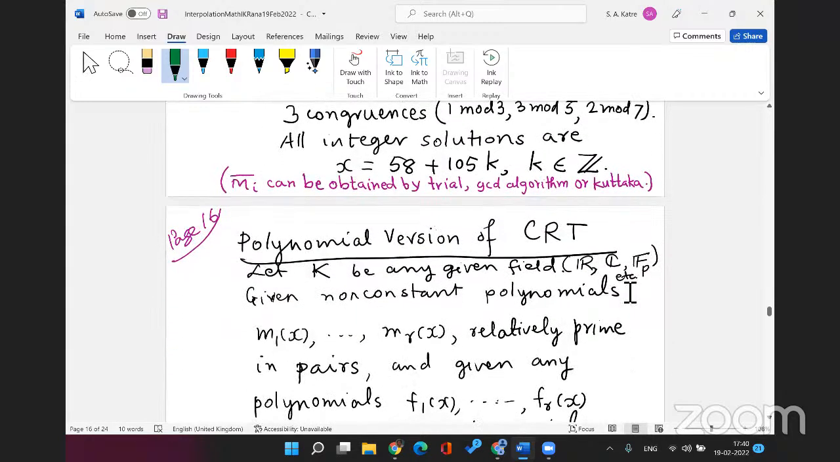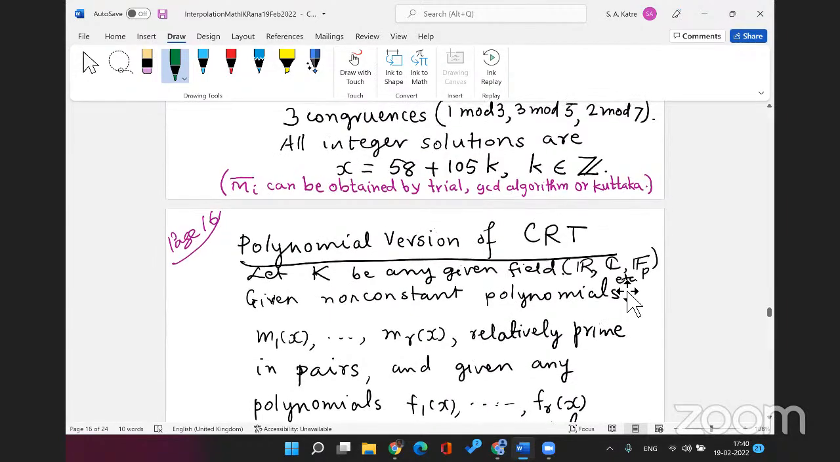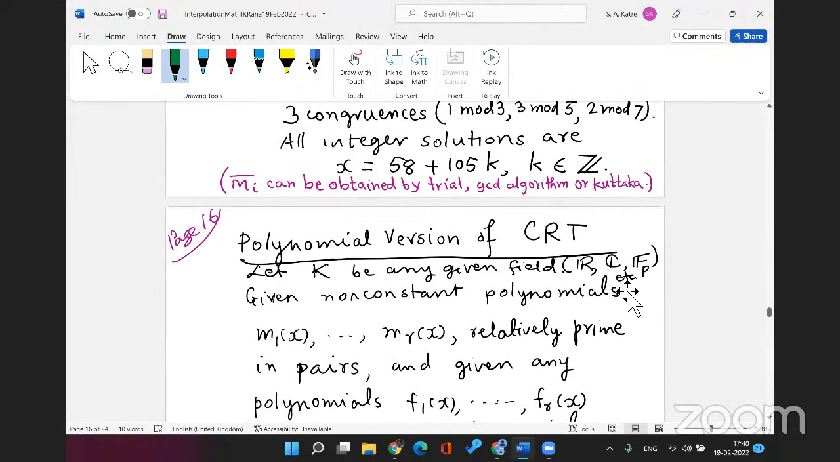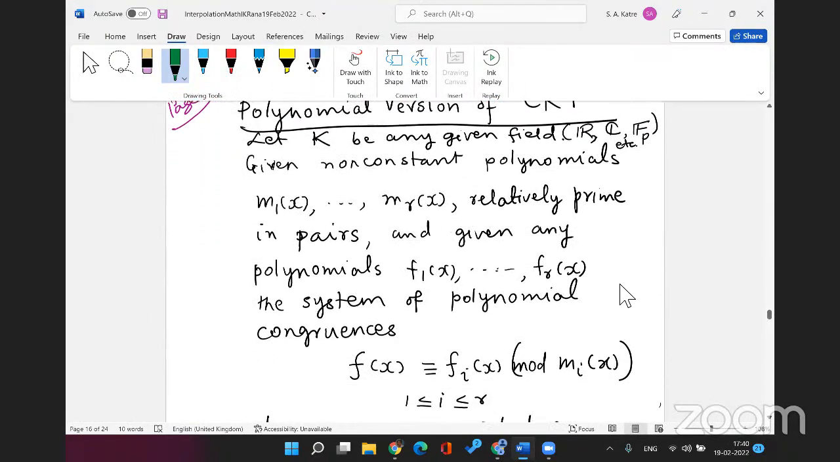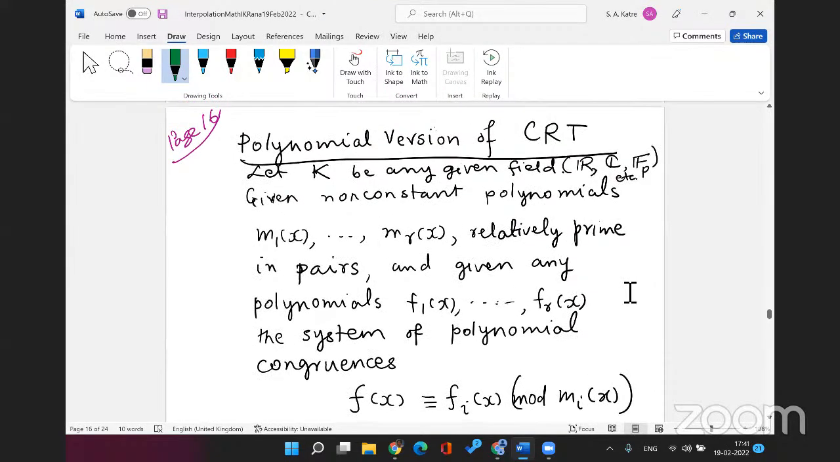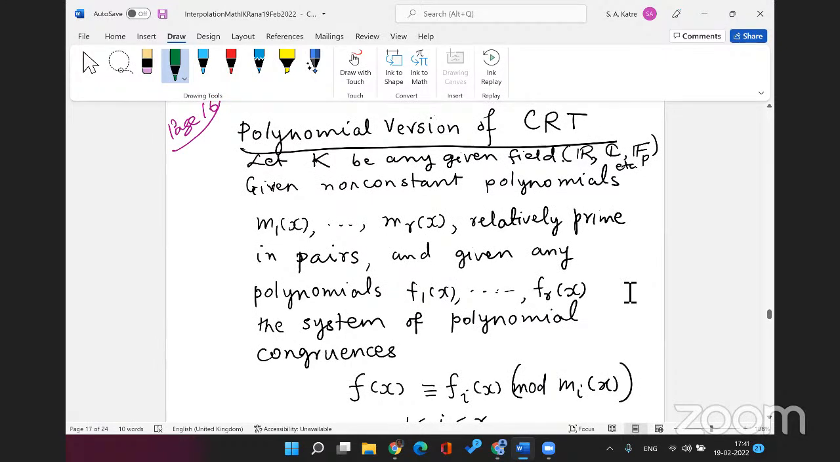So this Mi bar can be obtained by trial, or if the numbers are large, suppose M1 is 1,75,500, etc., then you have to do Euclid's algorithm or the Kuttaka method. In Indian mathematics, we have the Kuttaka method. The old method given by Aryabhatta is there. You can use that also and get the inverse. Now, the polynomial version of this Chinese Remainder Theorem is, instead of numbers, we take polynomials. So polynomials over a field: real numbers, complex numbers, finite field, any field you can take. And over that field, you take polynomials and you ask the same question.